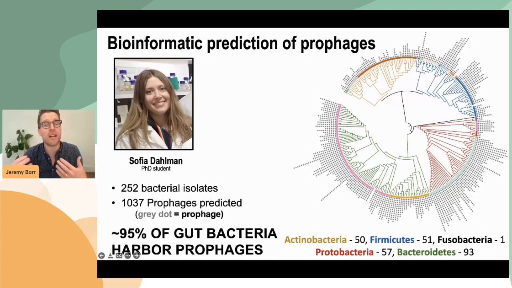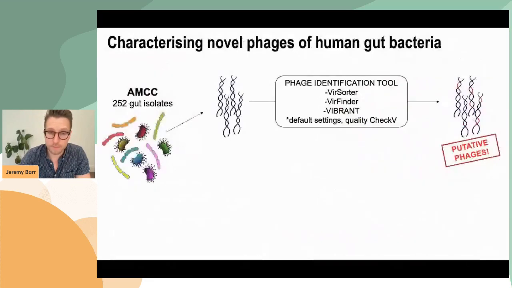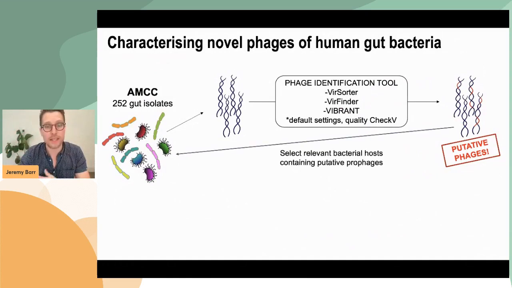And we found that roughly 95% of gut bacteria harbored one or more predicted prophage, which is quite in line and common with what we know about the human gut virome. However, we wanted to take this a step further. We had these isolates, we had the sequences, we had the predicted prophages. Let's go back to the lab and see if we can actively induce these and grow these phages.